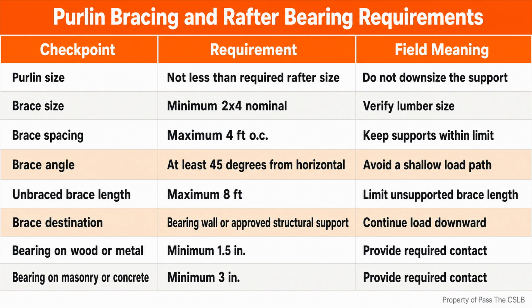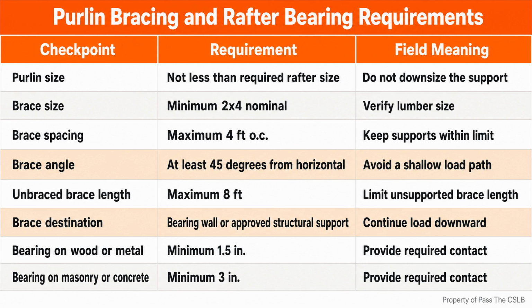The reference table on screen shows the main prescriptive checkpoints. A purlin must be at least the required size of the rafters it supports. Its braces must be at least nominal 2x4, spaced no more than 4 feet on center, and installed at an angle no less than 45 degrees from horizontal. The unbraced brace length cannot exceed 8 feet, and the brace must transfer load to a bearing wall or other approved structural support.